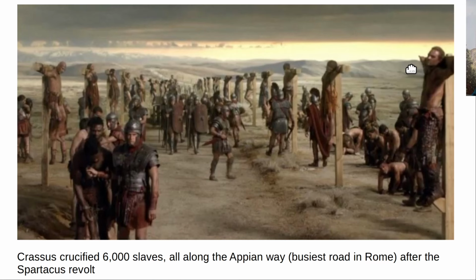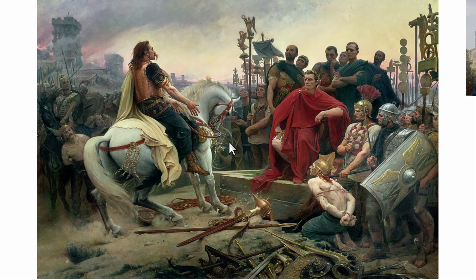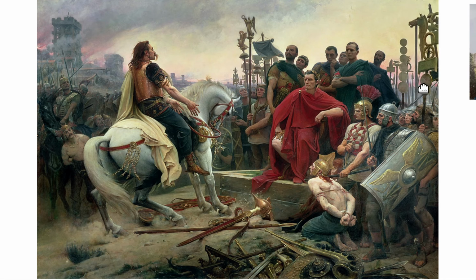Well, this is just an earlier thing I showed when Crassus put down a slave revolt, the Spartacus slave revolt, and he crucified 6,000 slaves along the Appian Way. Just a sense of the brutality of Rome. Rome is not like ancient Greece. Ancient Greece is where you learn about how brilliant the Greeks were and all the wonderful things they did, versus learning about ancient Rome is more like how brutal they were.